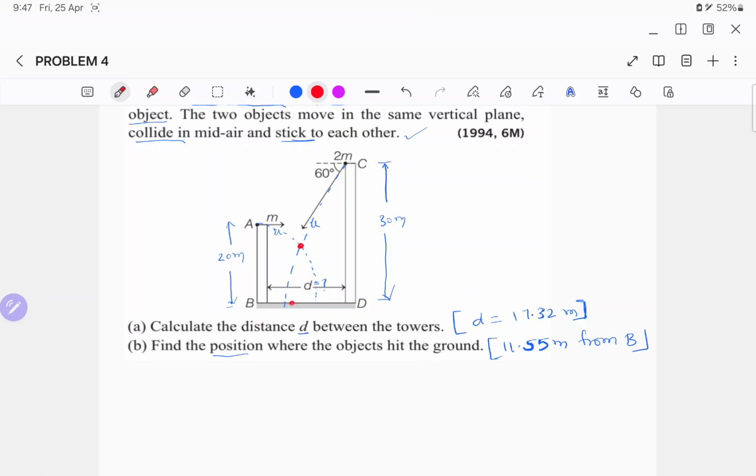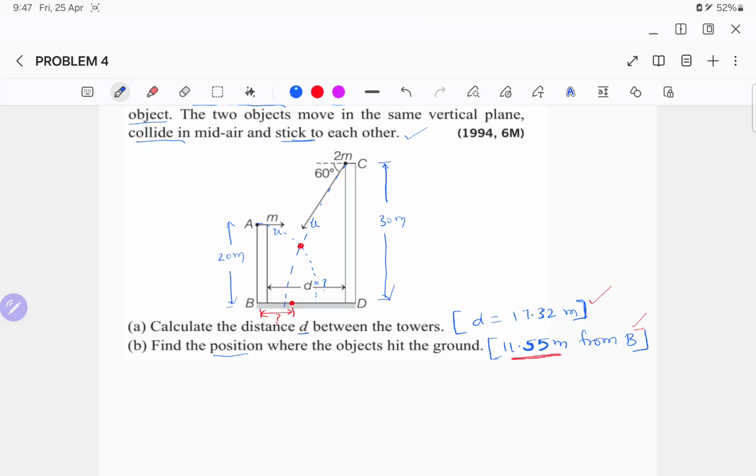That position of the landing point must be found, and here I have already given some answers for the sake of my reference. I'm going to prove it. How can we get these answers? See, the position on the ground where it lands will be 11.55 meter from B. This is going to be our next target to find, and it is going to be proved as 11.55 meter.